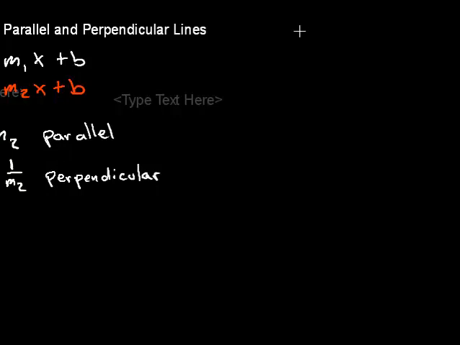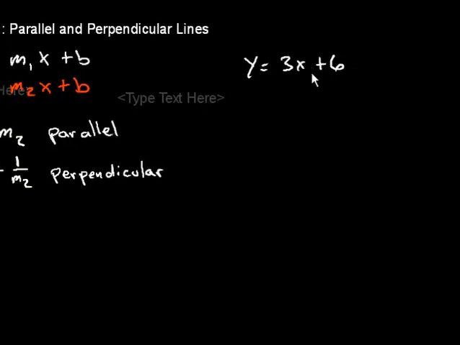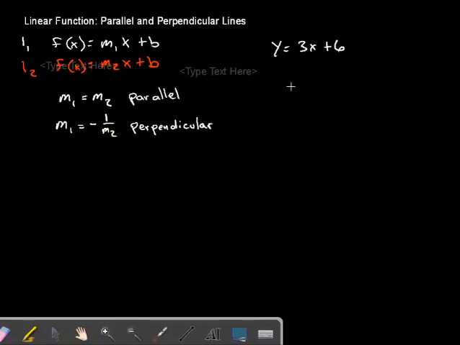So if we had an equation y equals 3x plus 6, let's say, and we wanted to create another line that's parallel, or another equation that's parallel, then all we would have to do is keep the same slope, and you could change the b. So y equals 3x plus 8. So these two lines would be parallel because the slopes are the same.